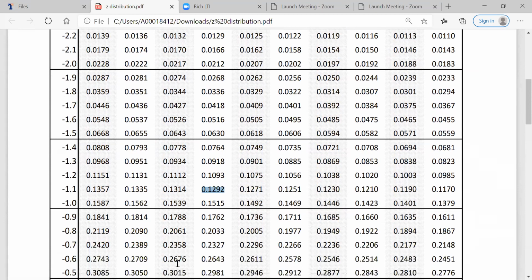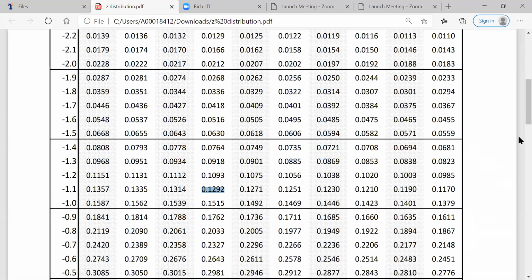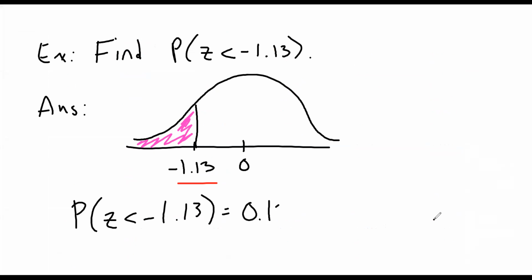Okay, back here and just answer it. Pretty straightforward. The probability that Z is less than negative 1.13 is, I just forgot, world's worst short-term memory. I'll blame it on the fact that I'm almost 50. It's 0.1292. All right, 0.1292. Or if we're describing the area, 12.92%.